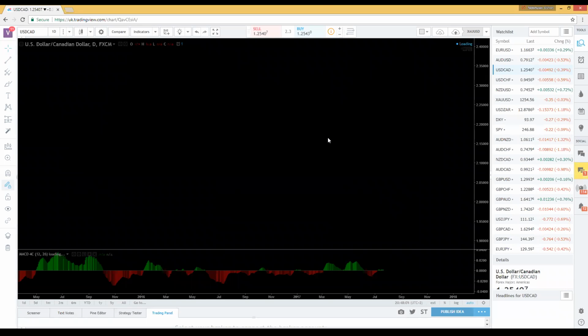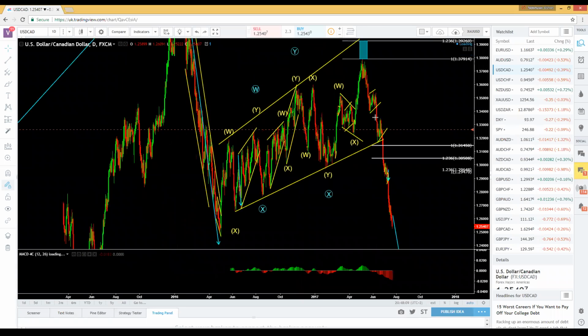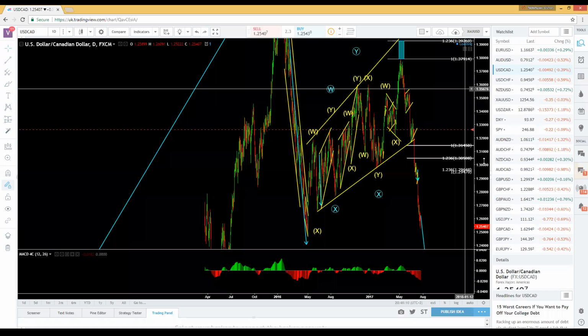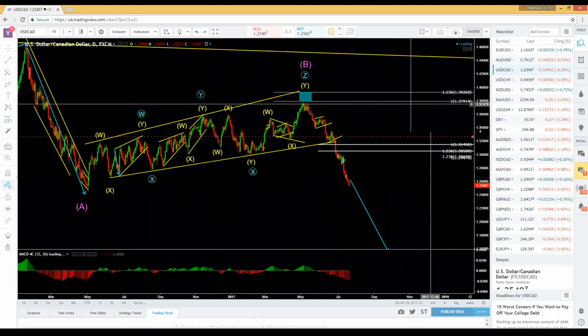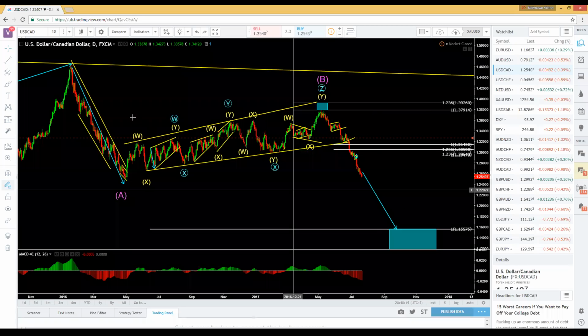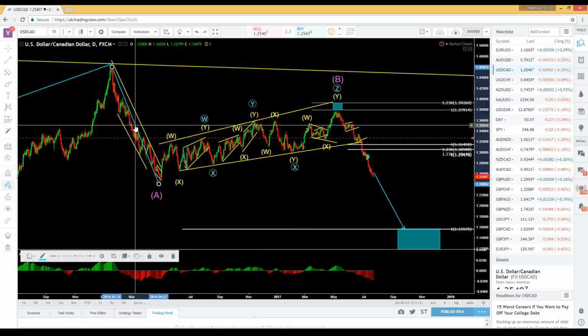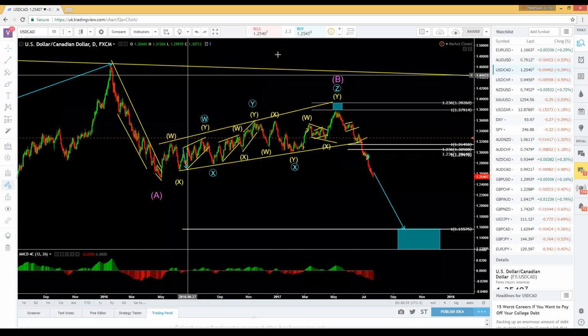Loading US dollar CAD. And just show you those structures that I was talking about just now, and show you how easy it is to trade Elliott wave. All right, as I always do, what do we need to do? We need to identify the impulse.